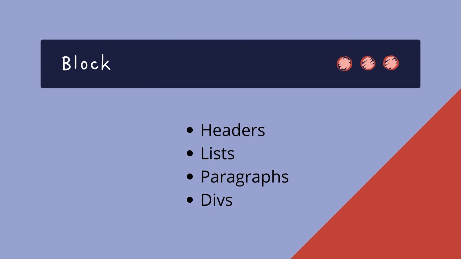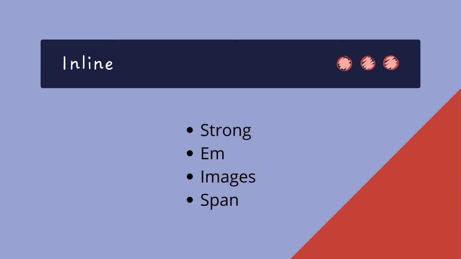Header tags, lists, and paragraph elements are all examples of block elements. Block elements will take up all the available width. On the other hand, inline elements do not start on a new line, and the flow of the content around the element does not change. Strong and EM tags are an example of inline elements, as are images. Inline elements only take up as much of the width as is needed.